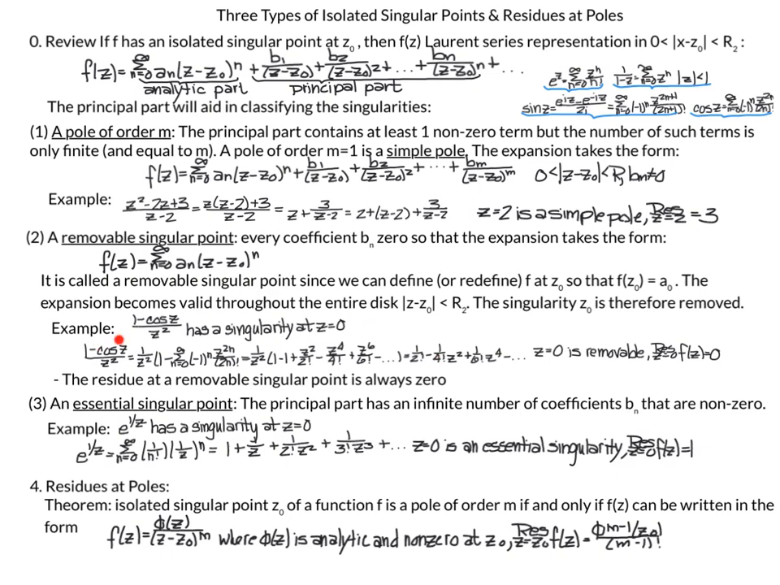We have our example of a removable singular point. The last type of singular point we have is the essential singular point, where the principal part has an infinite number of coefficients that are non-zero, and this was our example. Finally, we talked about residues for poles, and this theorem only works for poles. It does not work for removable singular points or essential singular points.